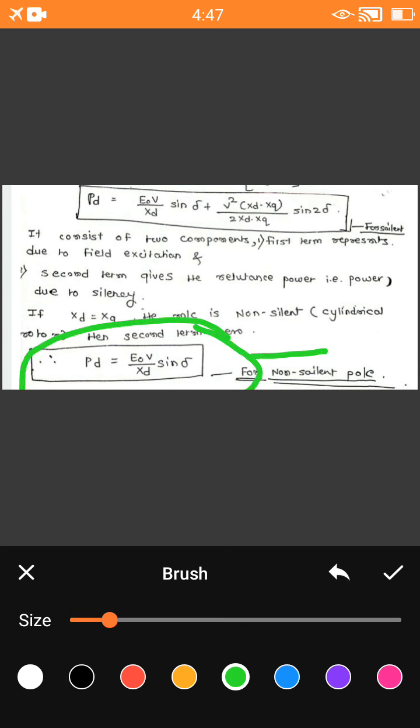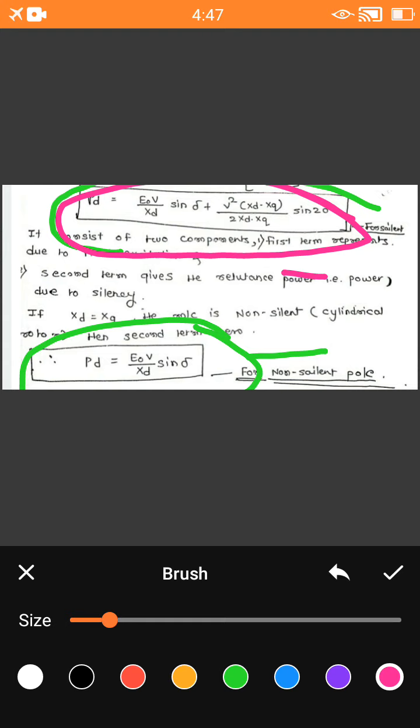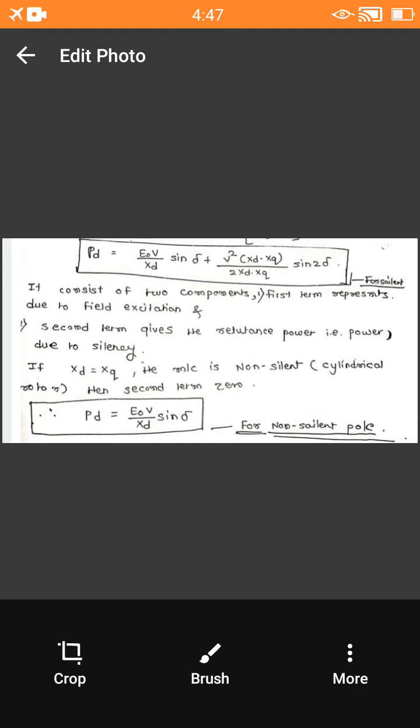So this is for non-salient and this is the power developed for salient type of construction. So these are the actual expressions of the power developed of an alternator with different types of pole construction.